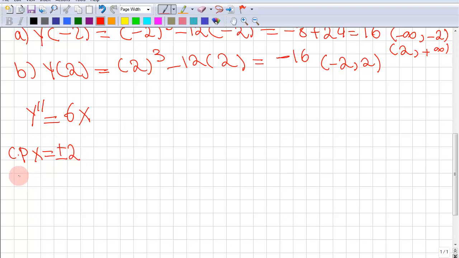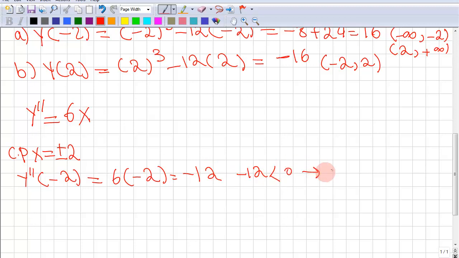So y double prime of negative 2 is equal to 6 times negative 2, which is negative 12. And negative 12 is less than 0. So that means it will be concave down. And by concaving down, it means that it has a local maximum at negative 2.